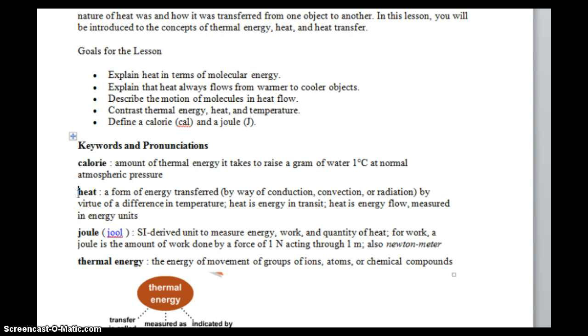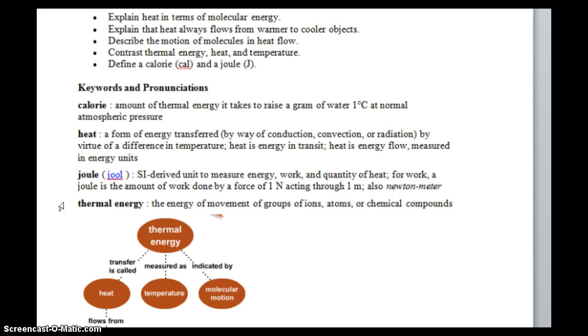Heat is a form of energy transferred by way of conduction, convection, or radiation by virtue of a difference in temperature. Heat is energy in transit, so it has to be moving. Heat is energy flow measured in energy units. We have a joule. Joule is the SI or Système International, or metric system, derived unit to measure energy, work, and quantity of heat. For work, a joule is the amount of work done by a force of 1 Newton acting through 1 meter, also called a Newton meter. So in other words, we're going to say we have 5 joules of heat.